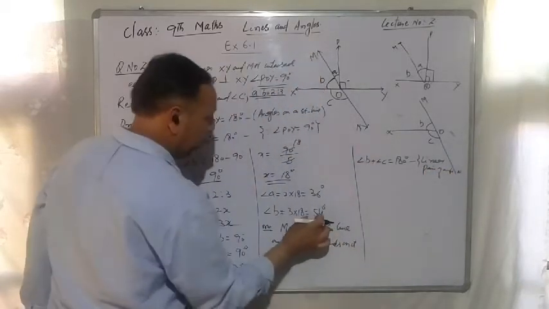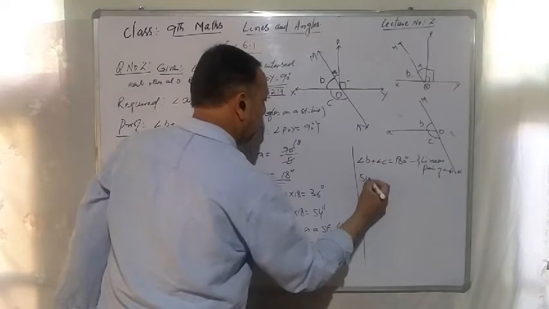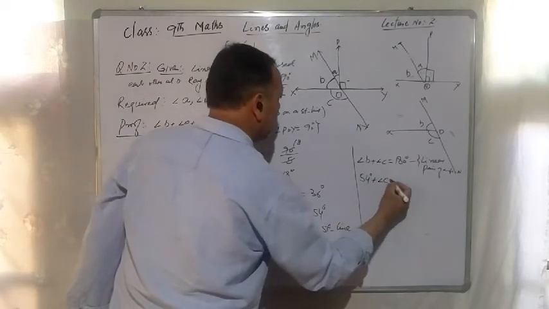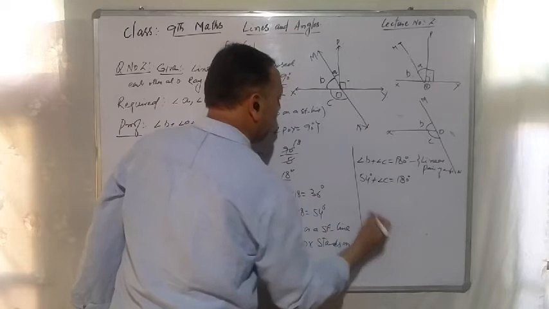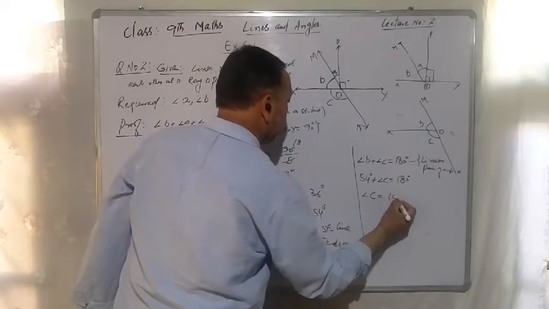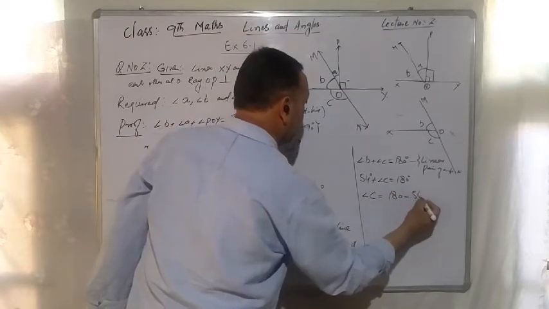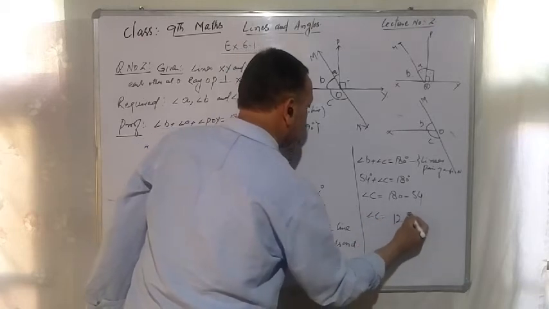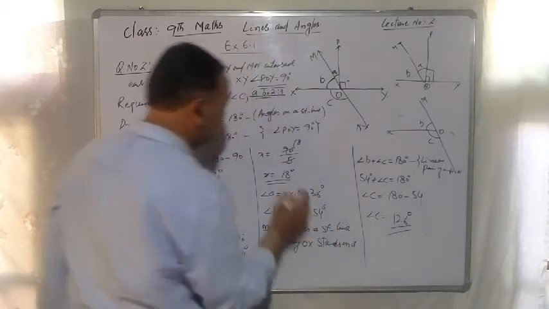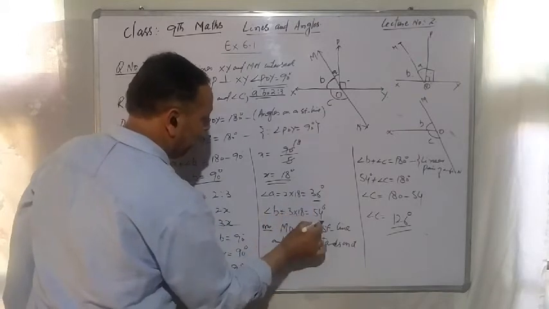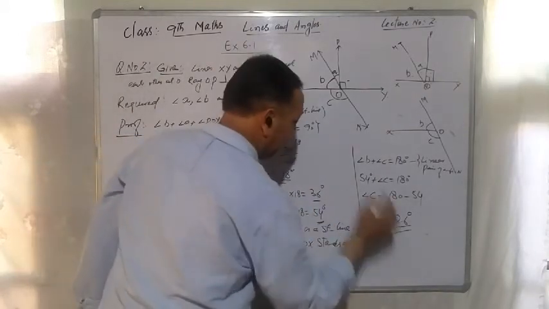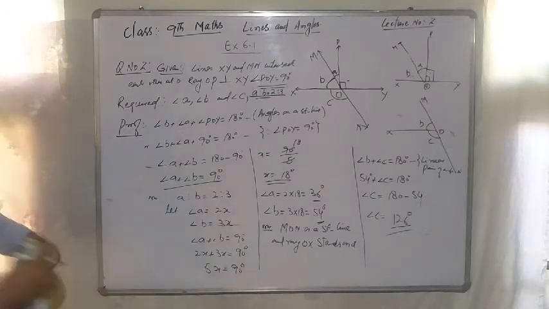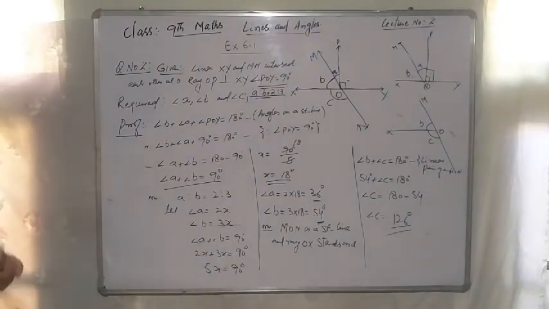Angle B, which is 54 degree, plus angle C is equal to 180 degree. That means angle C is equal to 180 minus 54. That means angle C is equal to 126 degree. Angle A is 36 degree, angle B is 54, and angle C is 126. Pause the video and note it down. Let's move to next question.